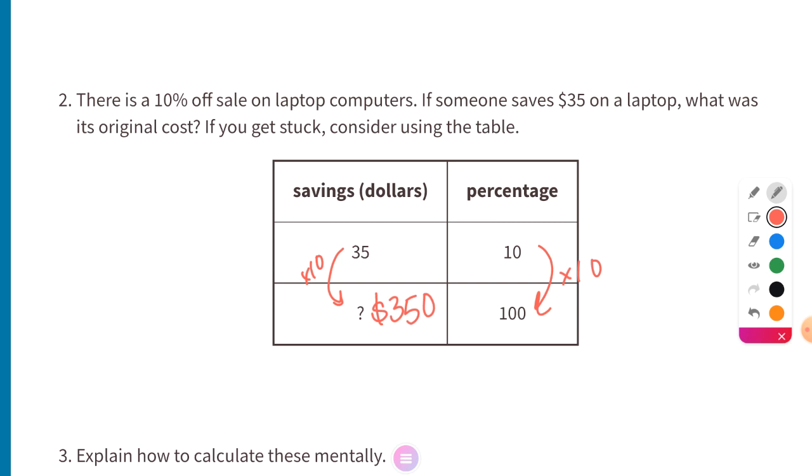Why does it make sense that the number I was looking for is with 100%? Haley, why does it make sense that it's paired with 100% on my table? Because that is the whole, the original price. What was the whole price of the laptop before it went on sale? Why does it make sense that 10% is paired with $35 on the table? Jack? Because it says there's a 10% off sale. Okay, there's a 10% off sale, so they got 10% off, which was the same as $35 off. Those two are equivalent. One is as a percent, one is as a dollar amount.